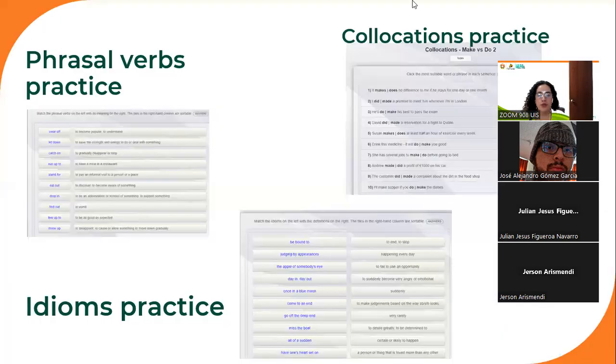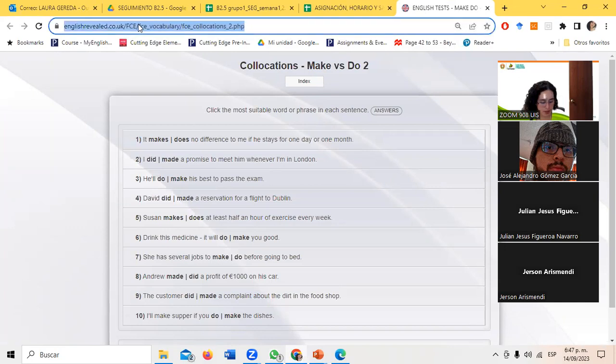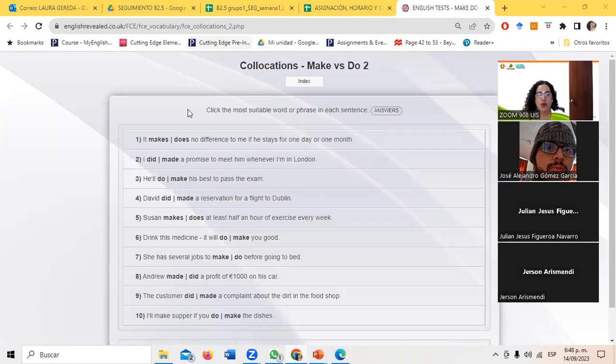Now, let's move on to a second exercise, which is collocations, okay? We're going to practice some common collocations with make or do, the different uses of the verbs make and do. So again, let's have some minutes to work on this. Click on the correct or the most suitable verb to complete the sentence: make, makes, does, did, made, etc. Okay? So let's have again 4 or 5 minutes and then we check it.